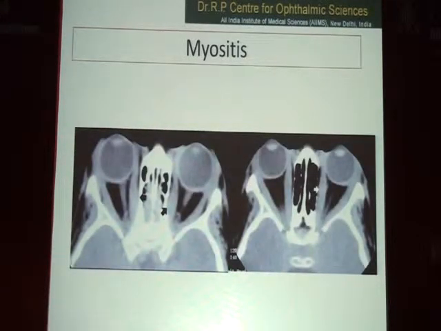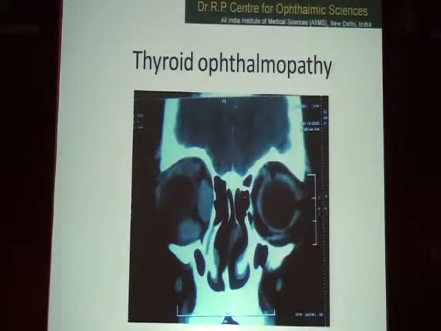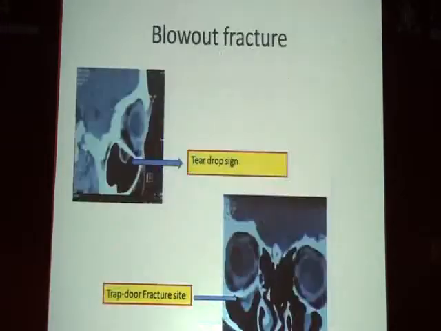Myositis can also be seen in many cases and picked up nicely on CT, where you have thickening of the muscle belly or the muscle tendon. It could be due to idiopathic orbital inflammation or some other causes where the muscle is involved. For example, thyroid ophthalmopathy, again you can see thickening of the muscles very nicely.